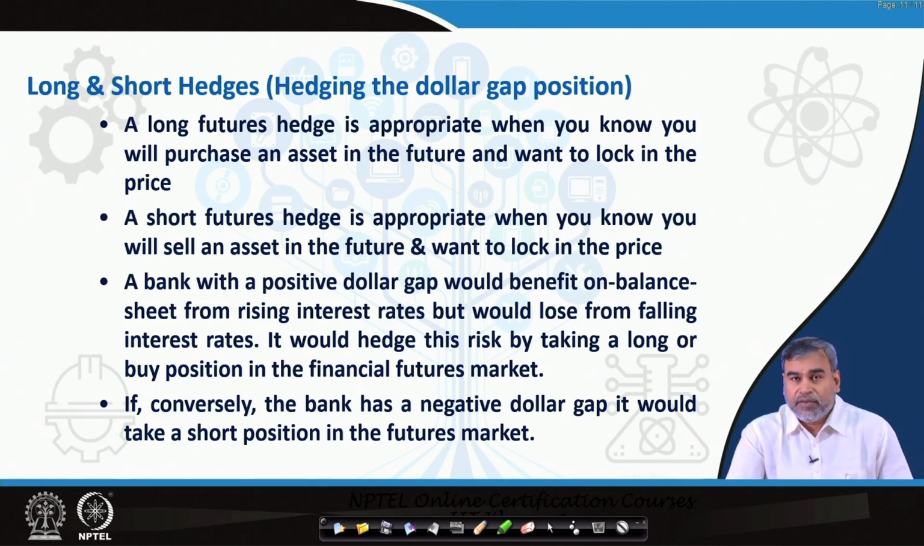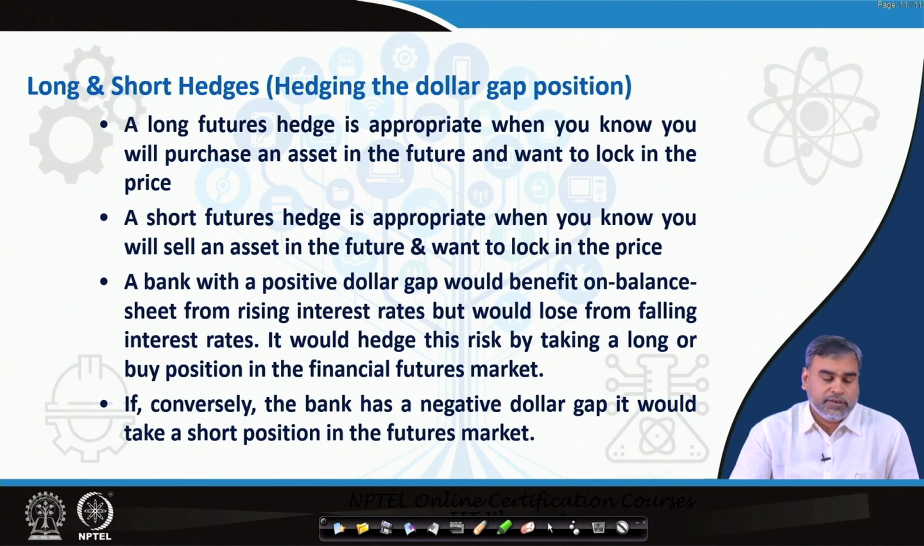Now, considering the banking perspective, how does this concept work? A bank with a positive dollar gap, you know what a positive dollar gap means? That means your rate sensitive assets are more than the rate sensitive liabilities. Such a bank would benefit on its balance sheet from rising interest rates, but it can lose if the interest rate is declining. Already you know that if rate sensitive assets are more than rate sensitive liabilities, then we have a positive dollar gap. If the interest rate is increasing, your net interest income is increasing. If your interest rate is declining, then your net interest income is declining.